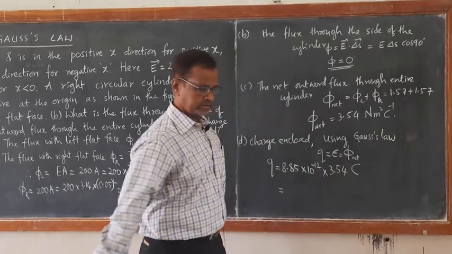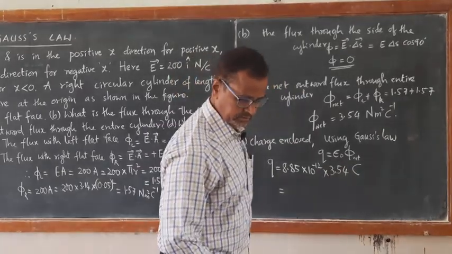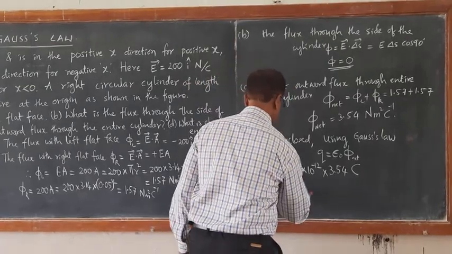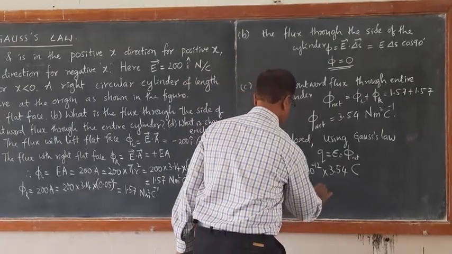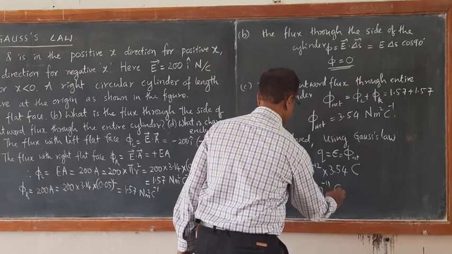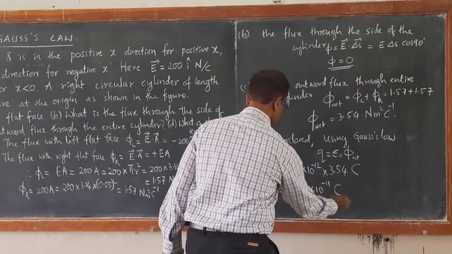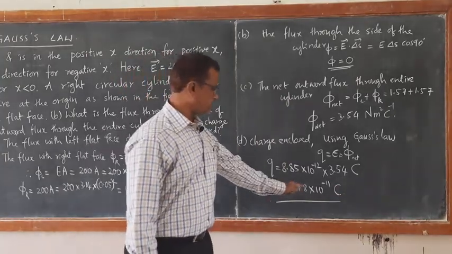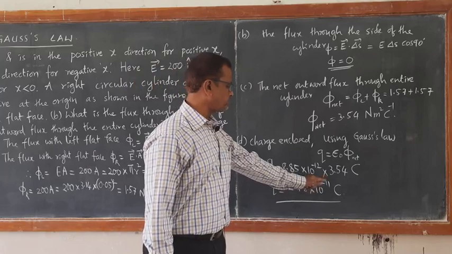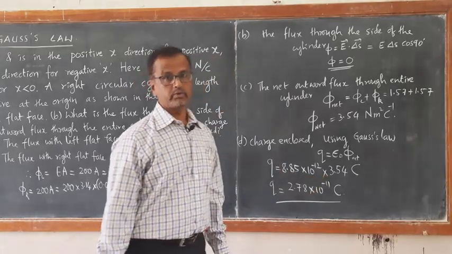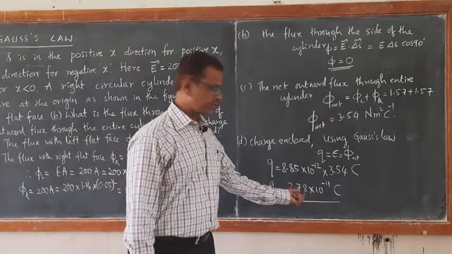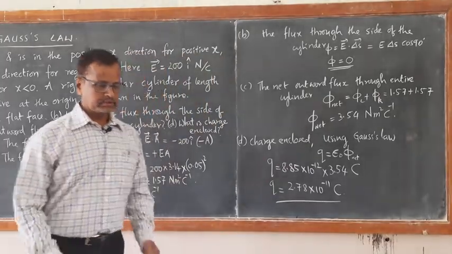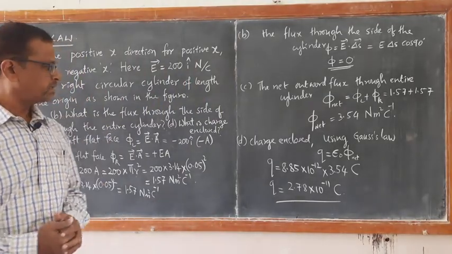If you work it out, this comes out to be 2.78 into 10 to the power of minus 11 coulomb, which is 27.8 picocoulomb or 27.8 into 10 to the power of minus 12 coulomb. In scientific notation, it can be written as 2.78 into 10 to the power of minus 11 coulomb. So this is how one can solve by applying Gauss law.